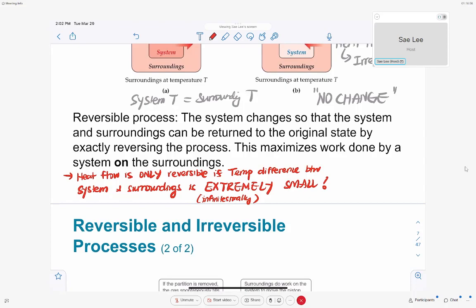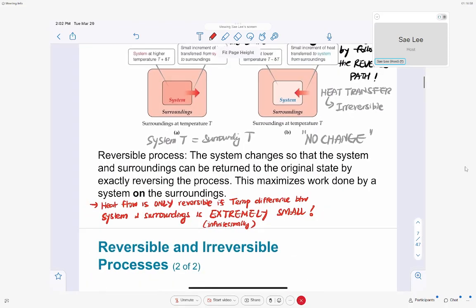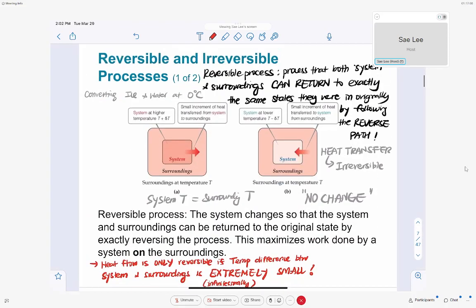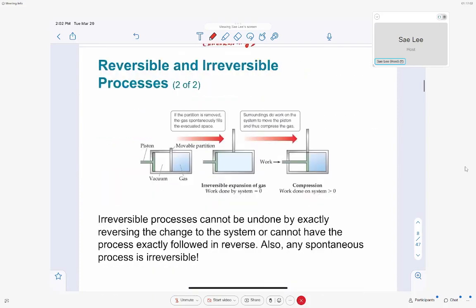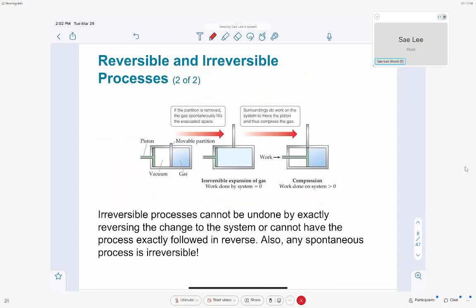Okay, so again, that was a reversible process. And let's take a look at irreversible process. Let me repeat the definition of the irreversible process. Irreversible process is a process that cannot be undone by reversing the change to the system. Okay, so irreversible process is a process that system and surroundings cannot return to exactly the state they were in.